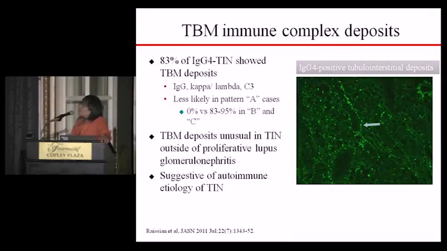Pathologically, you find that a majority of patients with IgG4-related interstitial nephritis show IgG4 deposit in the tubular basement membrane. Okay, and because of that, there's a thought this condition could also be of autoimmune origin.